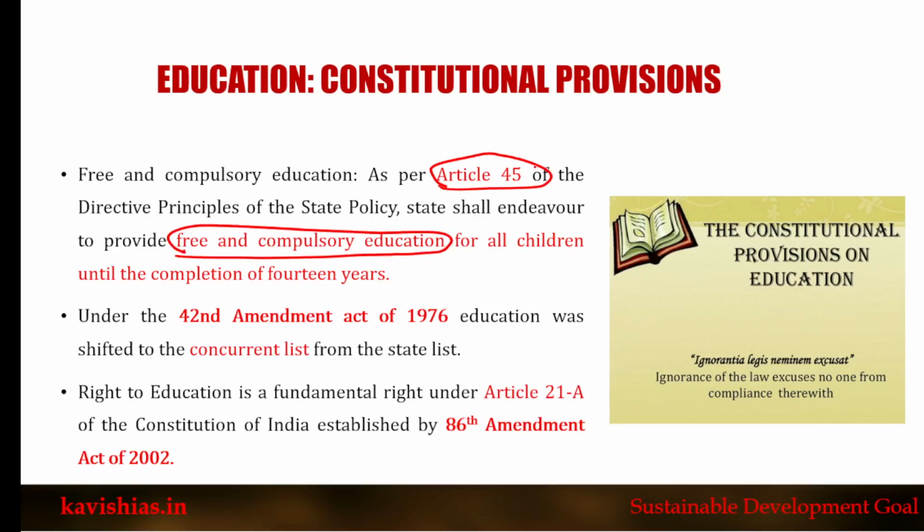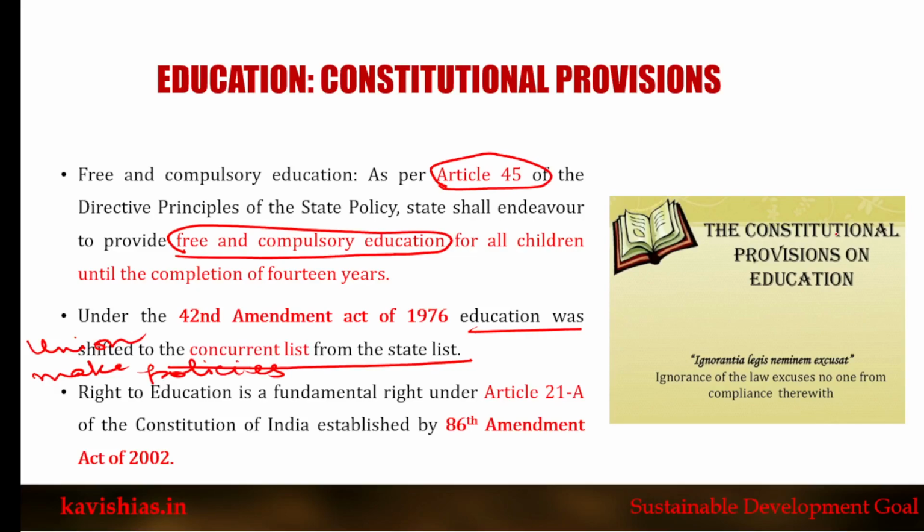And other than that, there was an amendment made under the 42nd Amendment Act of 1976, where education was shifted from the state list to the concurrent list. The subject of education was shifted to the concurrent list so that the union will be able to make the necessary policies and directives that are required to provide good quality education.